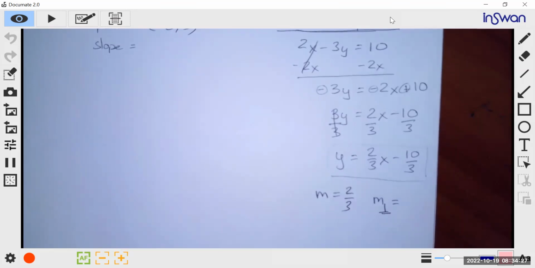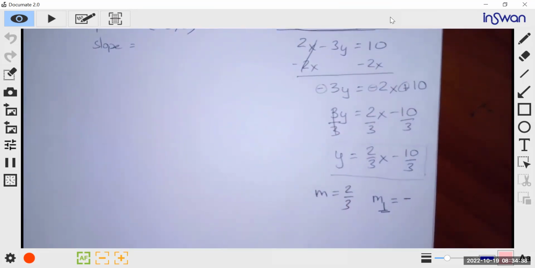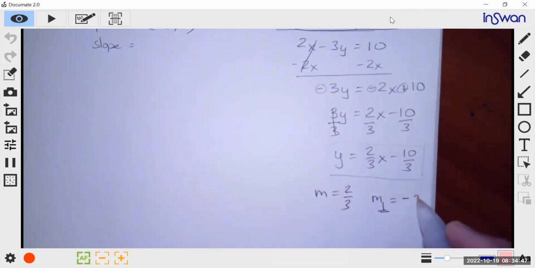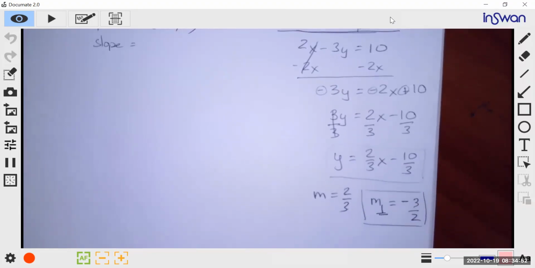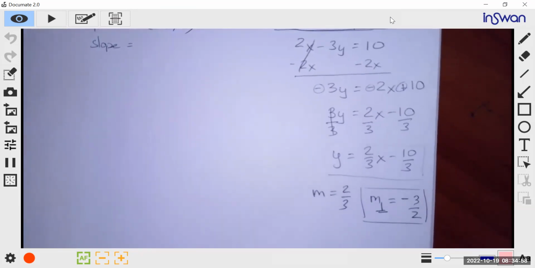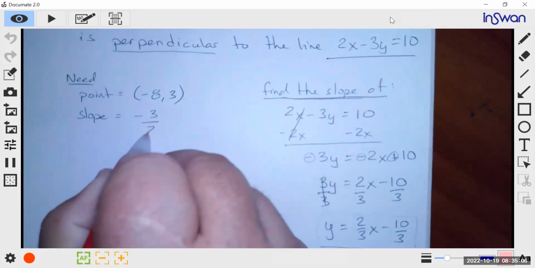Two conditions have to apply to be perpendicular. First off, it has to have opposite sign. So this one's positive, ours has to be negative. And two, they have to be flips of each other. This is 2/3, ours is 3/2. So that is our slope, because it has to be perpendicular. So our slope is -3/2.